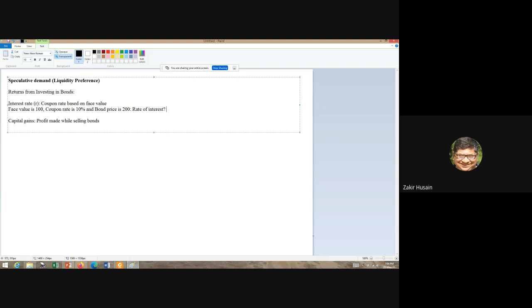10 rupees. But how much have you invested? 200. So this means the effective rate of interest is only 5%. Okay. So your face value and the effective rate of interest can vary. But when you're purchasing the bond, right, is there any uncertainty about the interest rate?